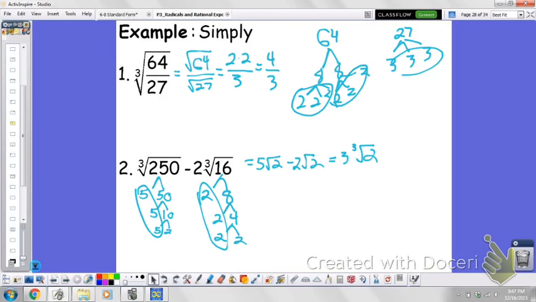I'm sorry, I forgot there was already a 2 out in front of the cube root of 16, making this 2 times 2 root 2, giving me 5 cube root 2 minus 4 cube root 2, which is equal to just the cube root of 2.